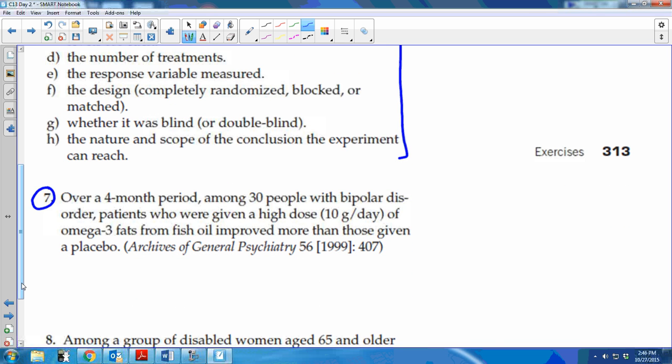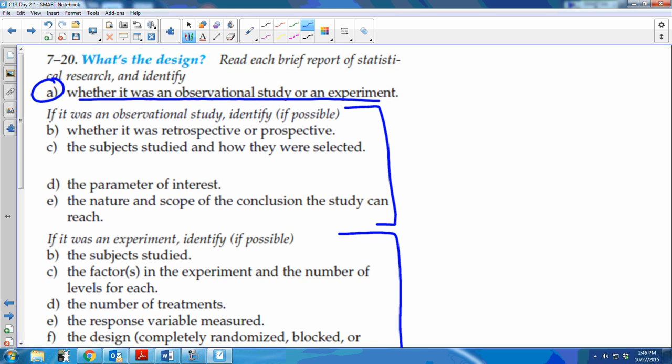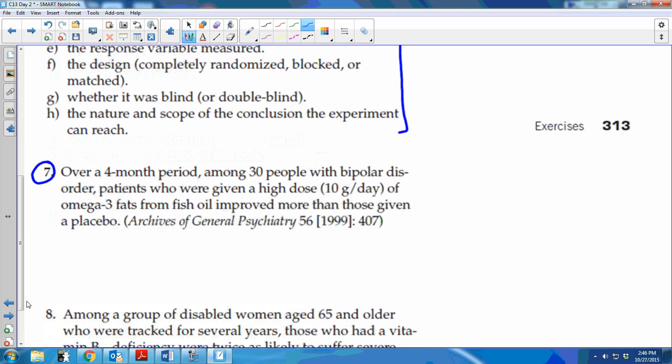It says, over a 4-month period among 30 people with bipolar disorder, patients who were given a high dose of omega-3 fats from fish oil improved more than those given a placebo. So is this an experiment or an observational study? Well, since something is manipulated, because you have omega-3 fats given and you have a placebo given, so the drug is manipulated, that means you have an experiment.